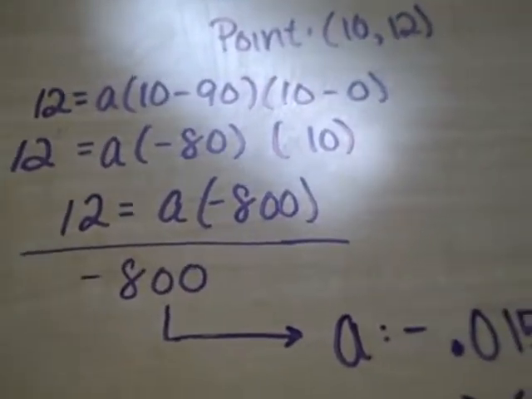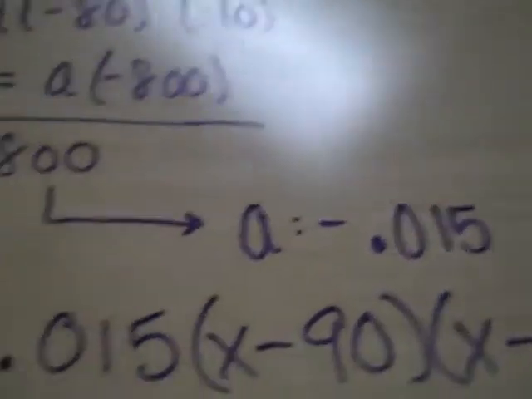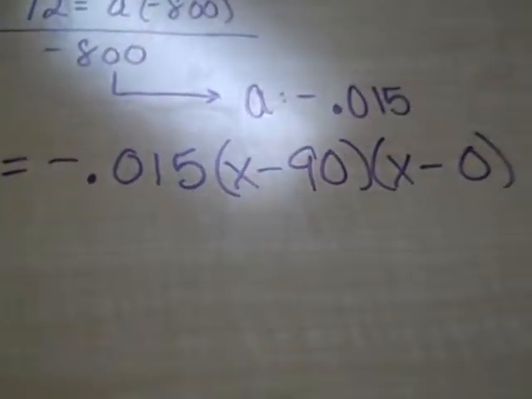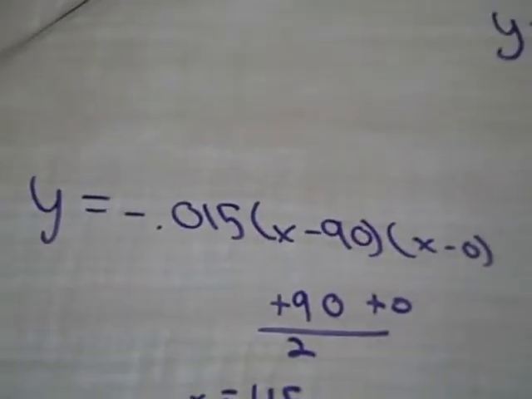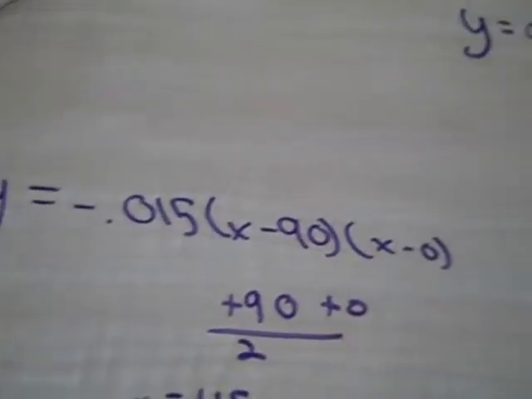After you solve for a, you plug the value of a back into the original equation. Once you plug a back into the equation, you have your final x-intercept equation.